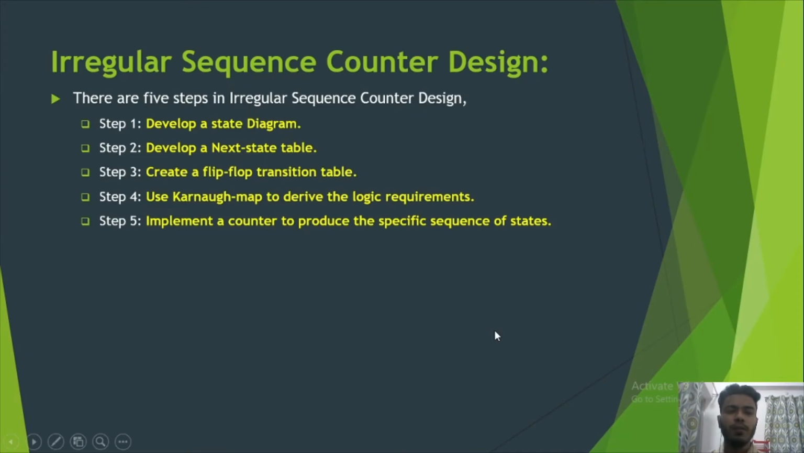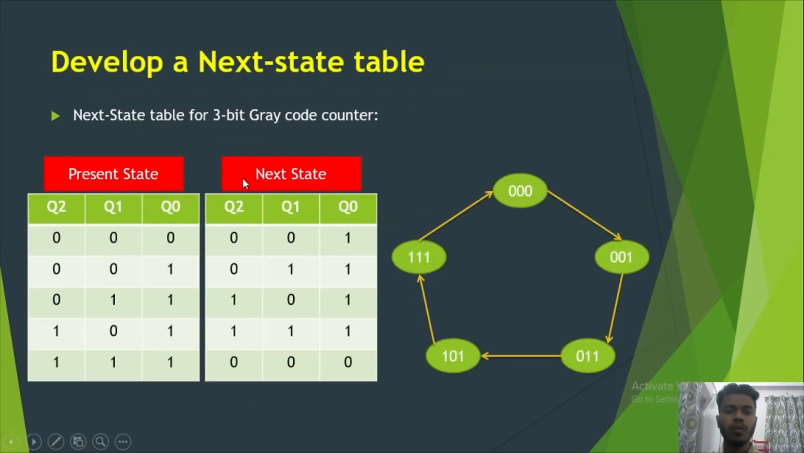Assalamualaikum, my name is FAIYAZ. I'm going to talk about irregular sequence counter design, step 2 and step 3. Step 2 is to draw the next state table. To draw the next state table, we need the help of a state diagram. When the present state is 0, 0, 0, with the help of the arrow sign, we can see that the next state is 0, 0, 1.